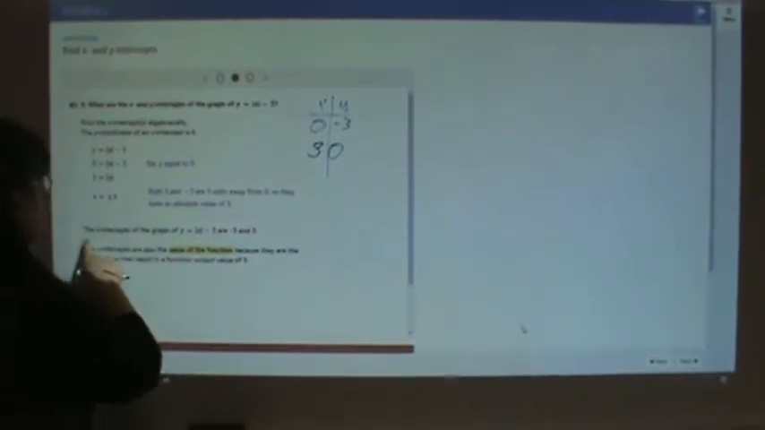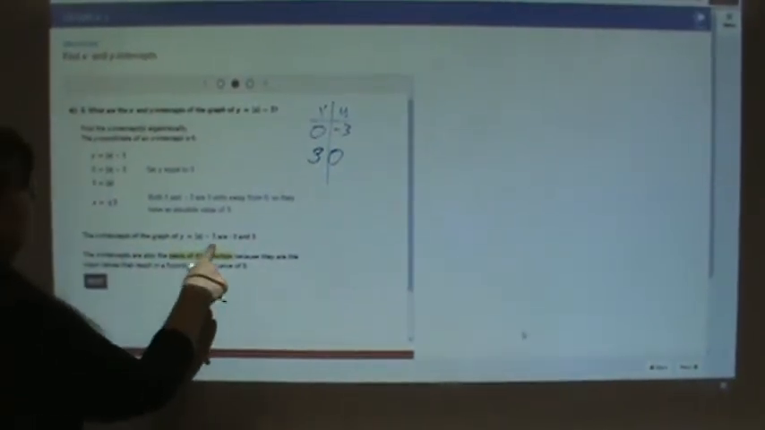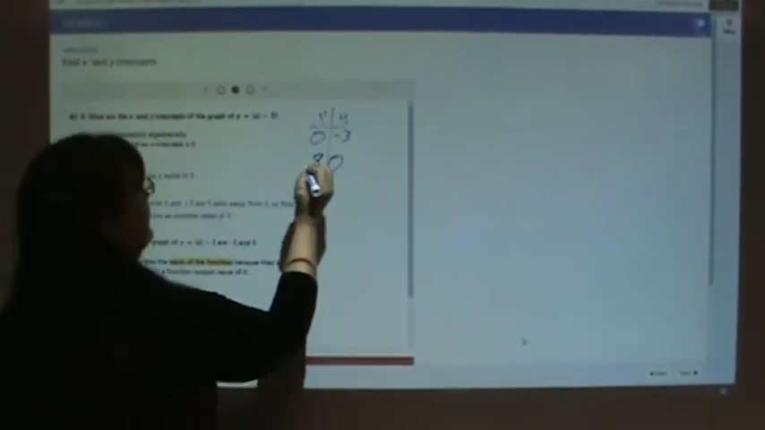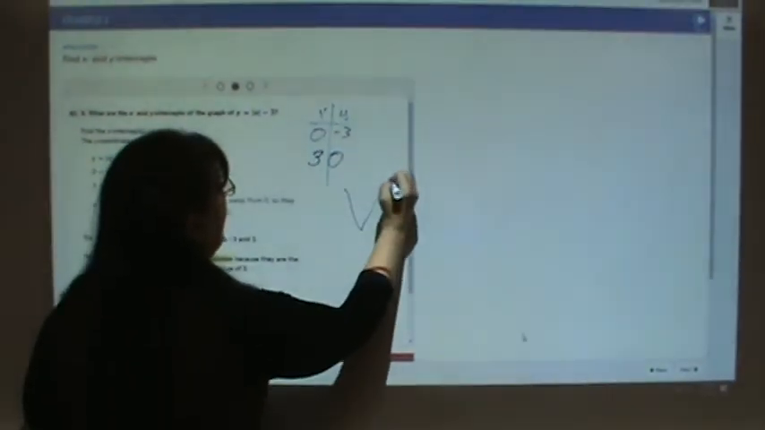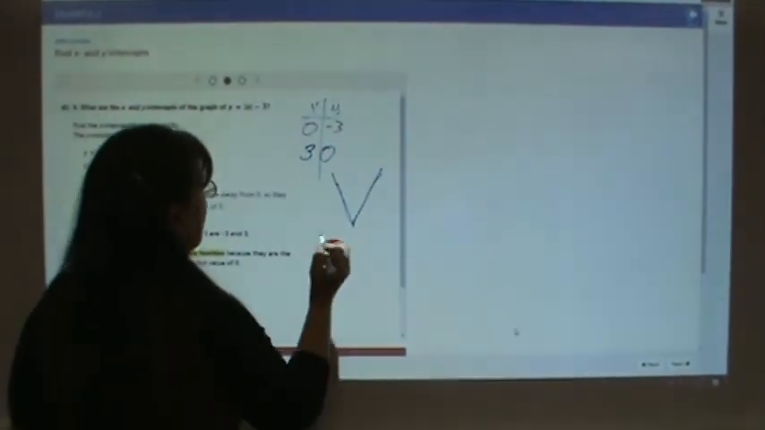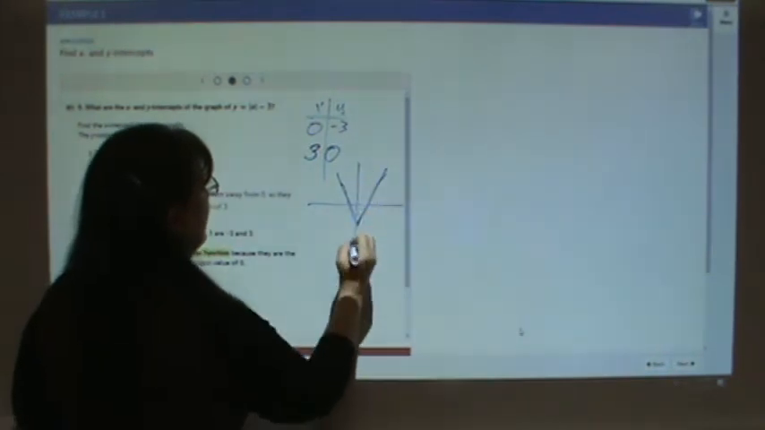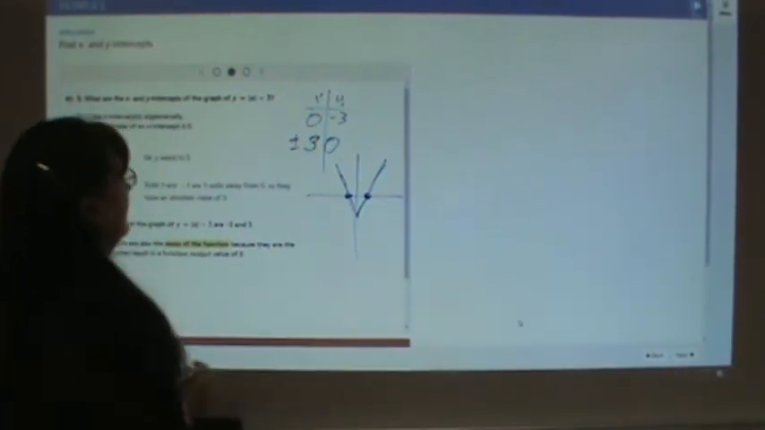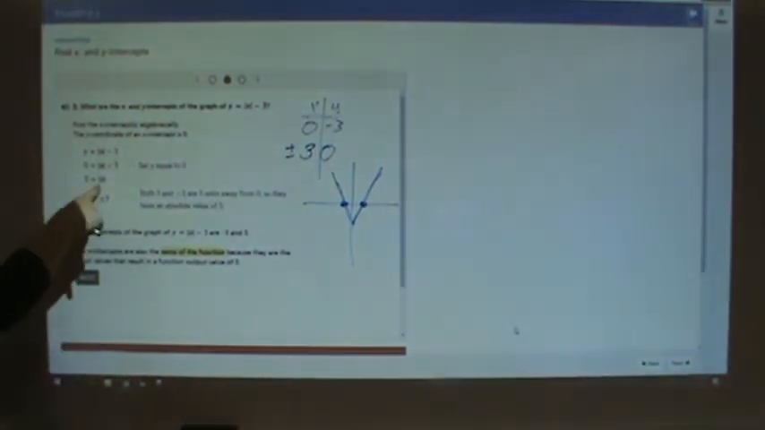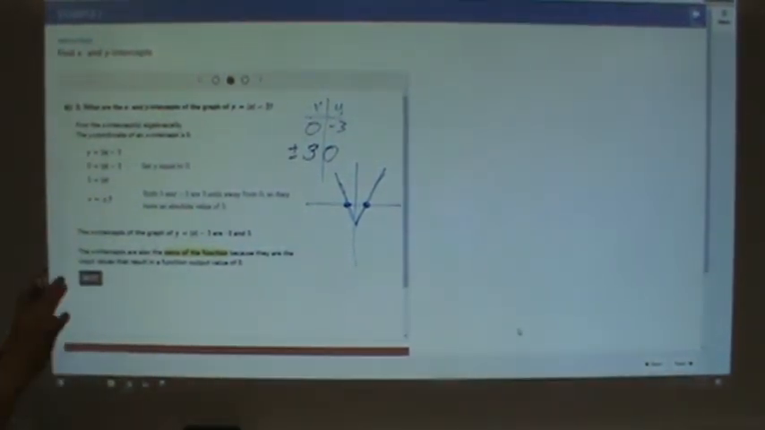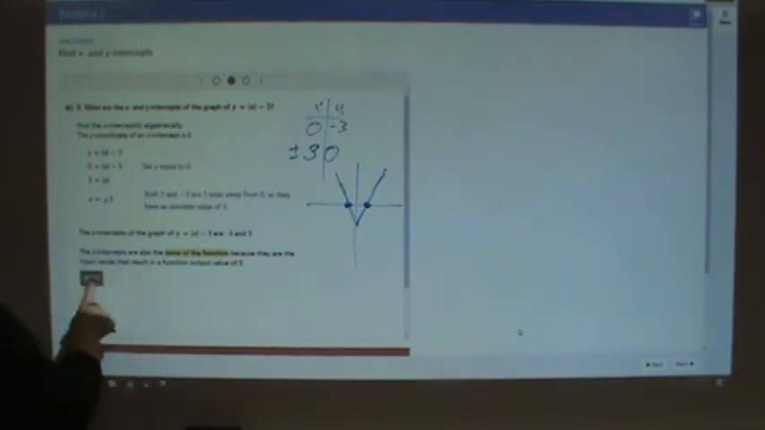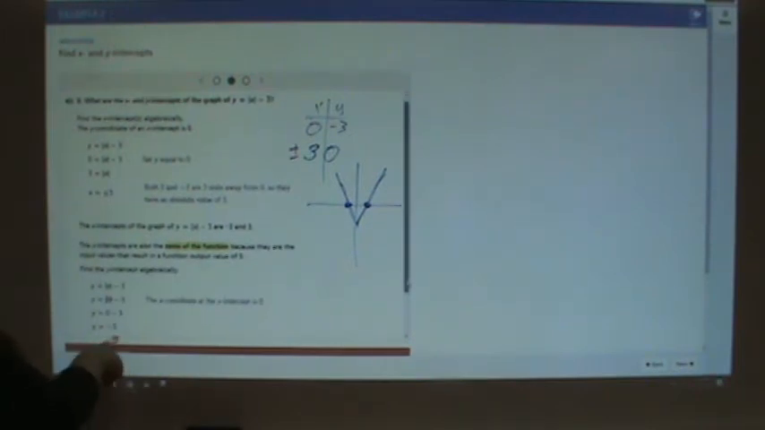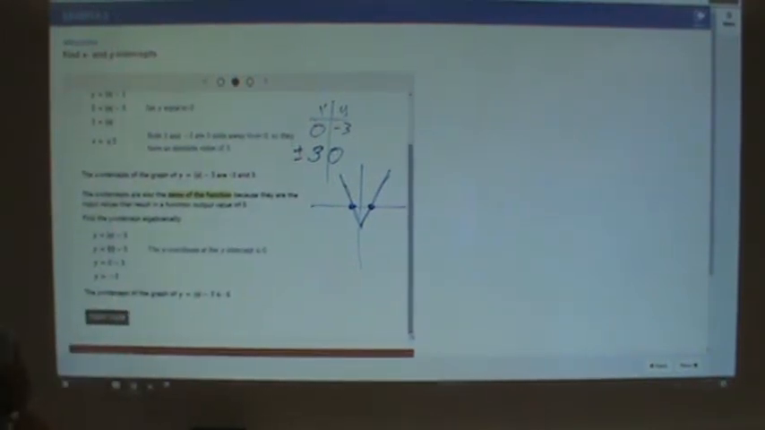It even tells you this. The x-intercepts are at -3 and 3. Oh, sorry. I forgot. An absolute value goes like this. Therefore, if I draw here, we have a -3 and a +3, so it would be plus or minus 3. Because the absolute value of a number, if it's positive or negative, will still be 3. Next. And then the y-intercept, of course, is going to be at -3.